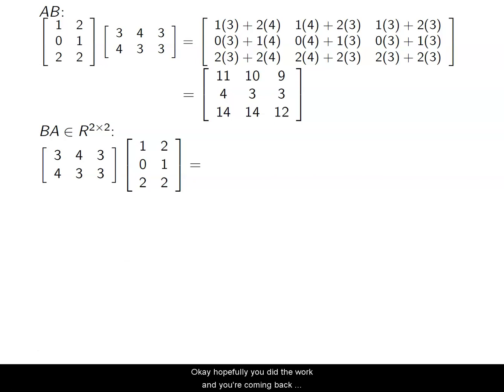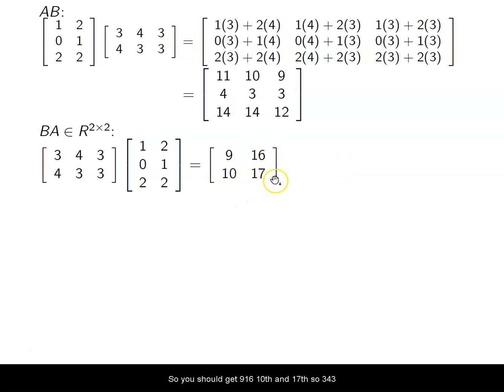Okay, hopefully you did the work and you're coming back to check your work. We can see how your thought process differs from mine, or maybe you had some arithmetic errors, but this is always a good exercise to see if you're on the right track for understanding. So you should get 9, 16, 10, and 17.